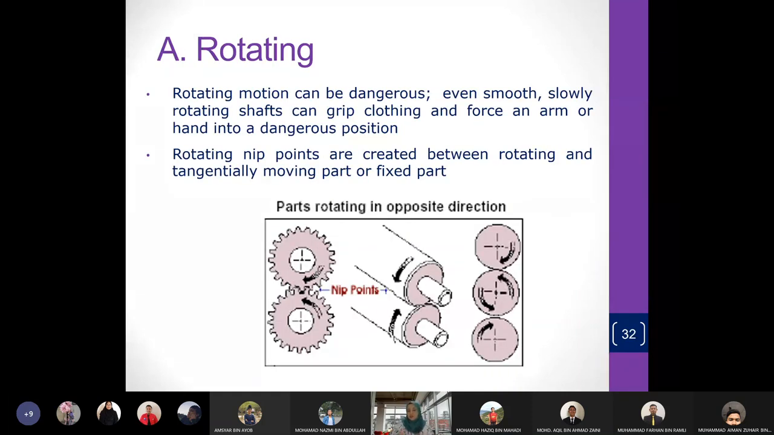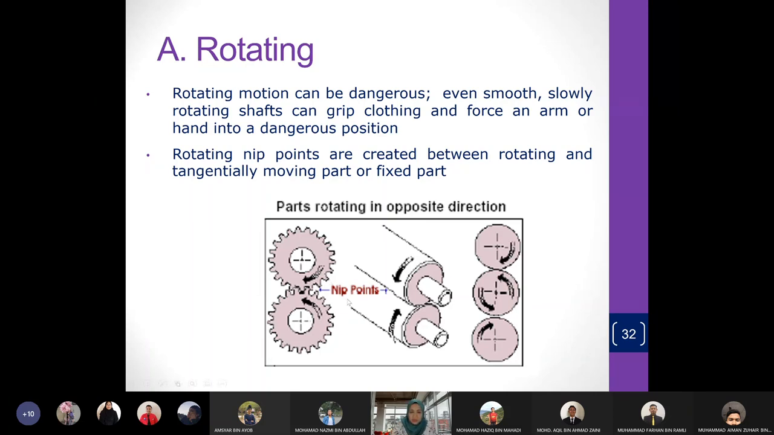So let's take rotating objects. The rotating motion can be very dangerous. Even though the rotating part or the shaft is smooth and it moves slowly, it can grip your clothing and it can force an arm or a hand into a dangerous position.